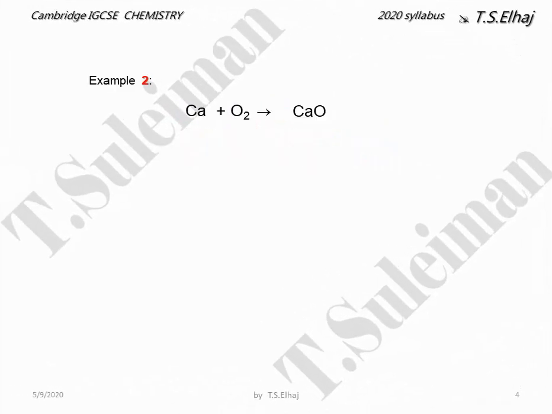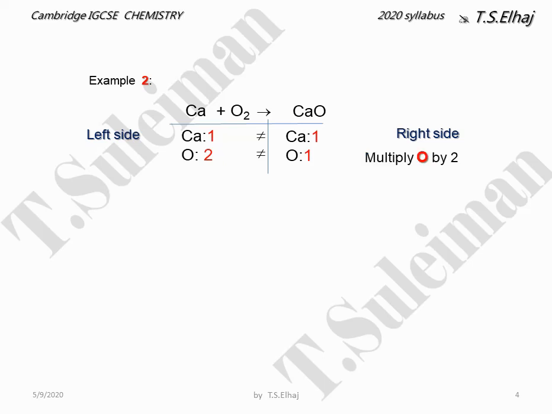Now, calcium plus O2 gives CaO. Also, don't forget not to change the subscripts. Here we have only one subscript, which is 2. Never change this subscript. Count the number of atoms of each element on both sides. On the left side, 1 calcium, 2 oxygen. On the right side, 1 calcium, 1 oxygen. They are not equal. Then we start by balancing oxygen.